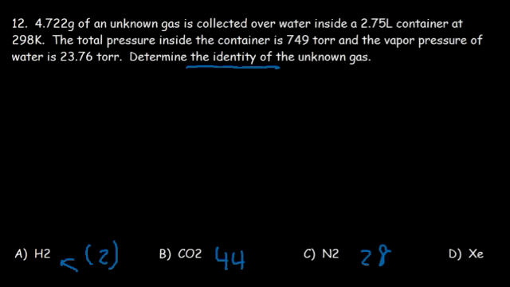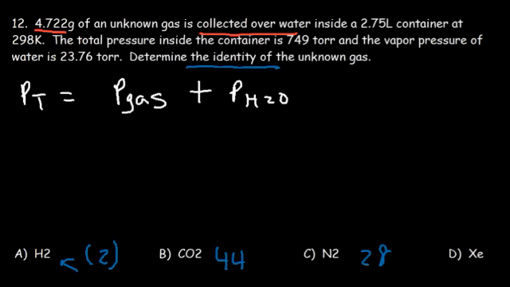Now, to find the molar mass, we need to take the grams, which we already have, which is 4.722, and then divide it by the moles. To find the moles, we can use PV equals nRT, but we have to be careful because there's a lot of vapor in this problem. We don't only have one gas. There are 2 vapors that we have. We have the unknown gas, which I'll call partial pressure of the gas, plus the partial pressure of water. Anytime you have a collected over water problem, you have to consider the partial pressure of water. And this is going to equal the total pressure. The total pressure, we know it to be 749 torr.